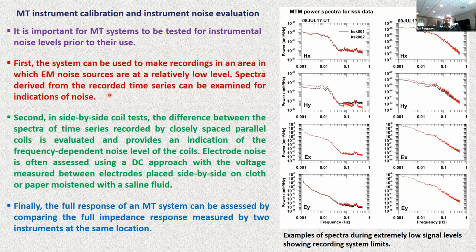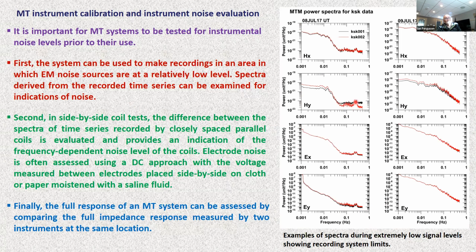So this might include spectra that have flat regions indicating a random response, or spectra that have 1/f responses indicating an instrumental noise. This is an example from northern Manitoba in a remote area where we recorded on 2 consecutive days. On the first day, the signal level was exceedingly low, and we see we have a flat response at higher frequencies here, indicating that we've reached, if you like, the resolution level of the system.